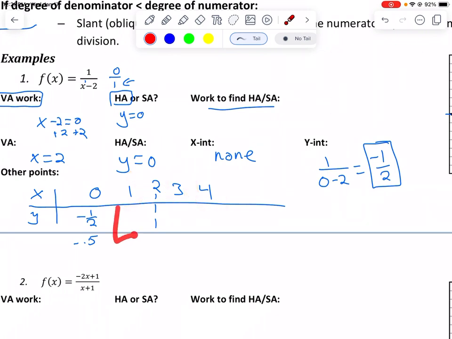Okay, so I'm going to use this space over here to work out 1, 3, and 4, and then I'm going to write their corresponding values down here, and we're going to plot them, and that's all we'll need to do to graph this.